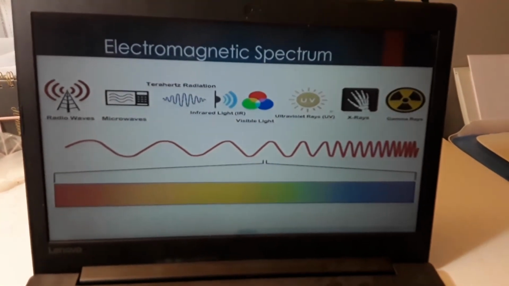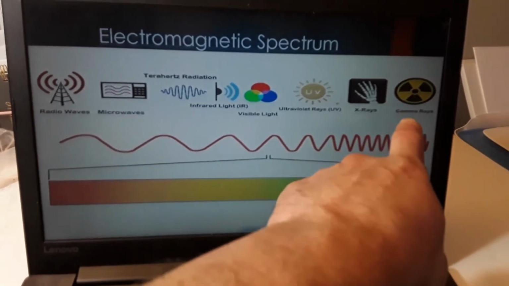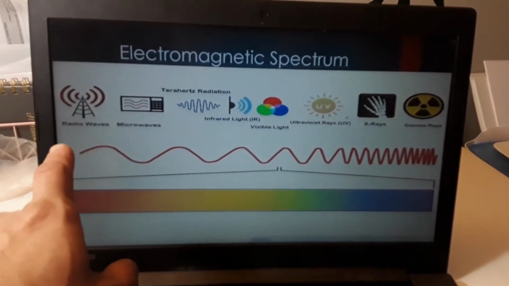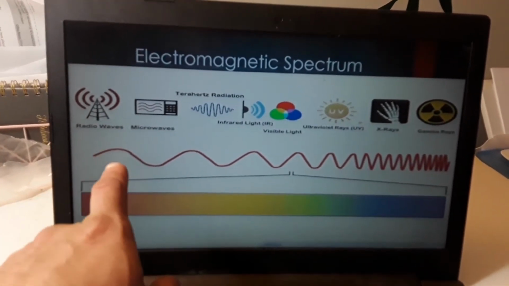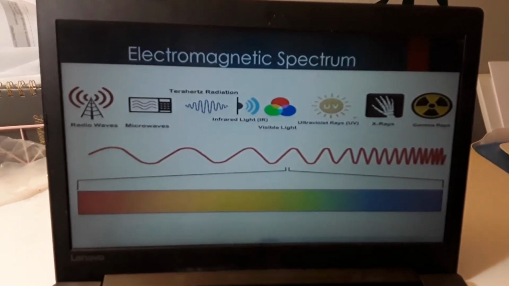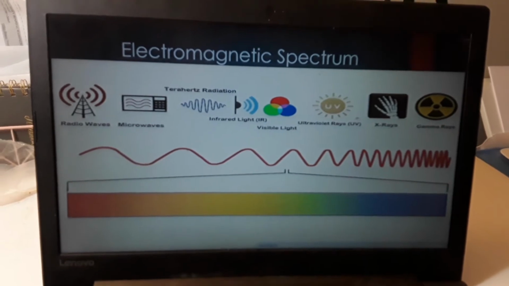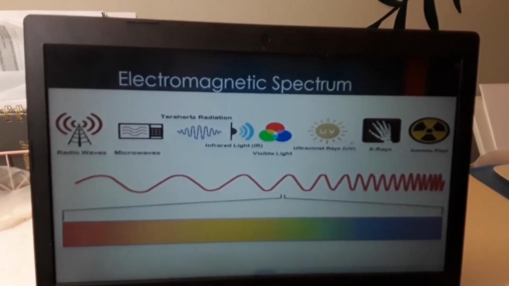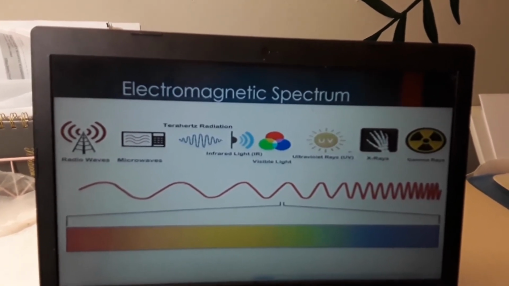This is the electromagnetic spectrum. We have short wavelength and high frequency to the right, and then a low frequency and a long wavelength to the left. We'll start at the right with gamma rays, also known as nuclear energy, produced by the sun and certain unstable atomic nuclei here on Earth.